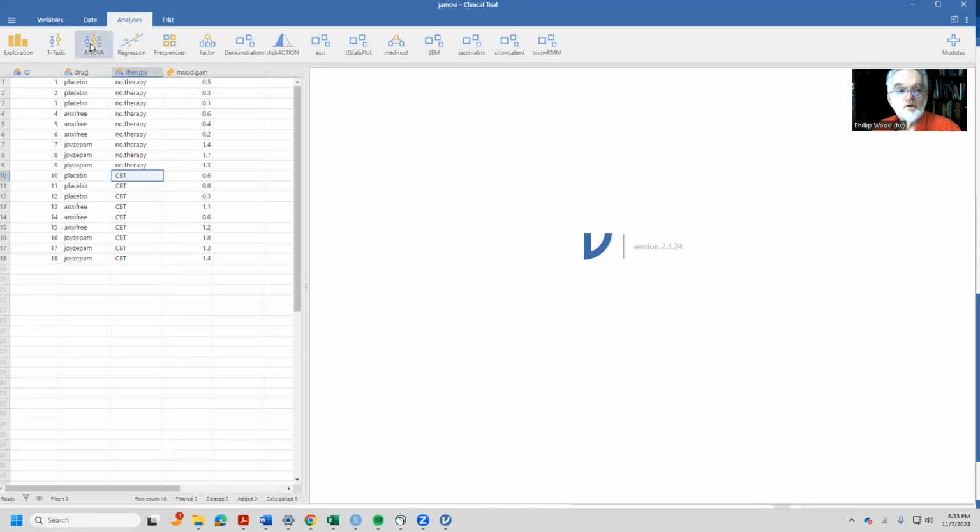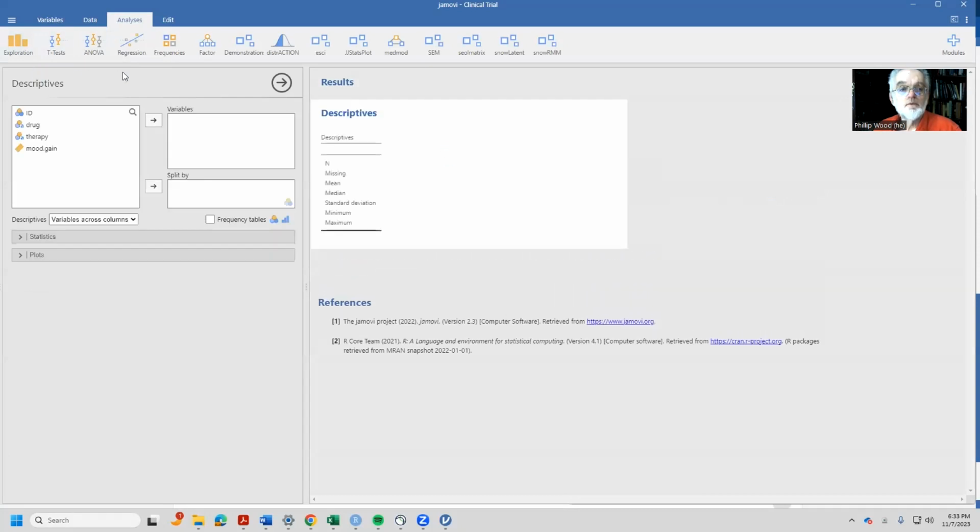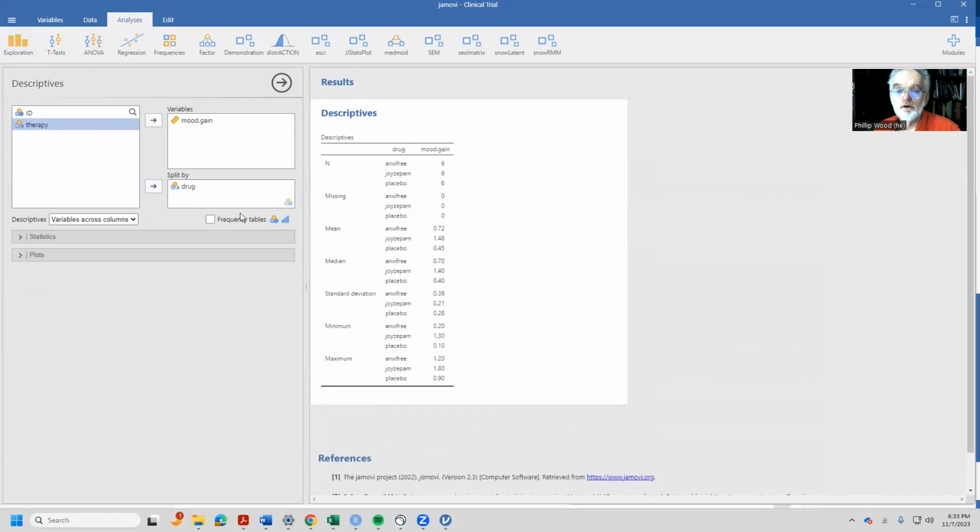So to do that, let's go into our descriptives, our exploration, because we always explore our data beforehand. And our dependent variable is mood gain, and we're interested in looking at drug. So we're going to split it by drug. And here you'll see that we have three means, 0.72, 1.48, 0.45. So it kind of looks like those means are relatively large. The standard deviations down here are 3.9, 2.1, and 2.8. So we can kind of in our head do some skipping around plus and minus the mean here and say, well, maybe there are some differences. That's one way of doing it.